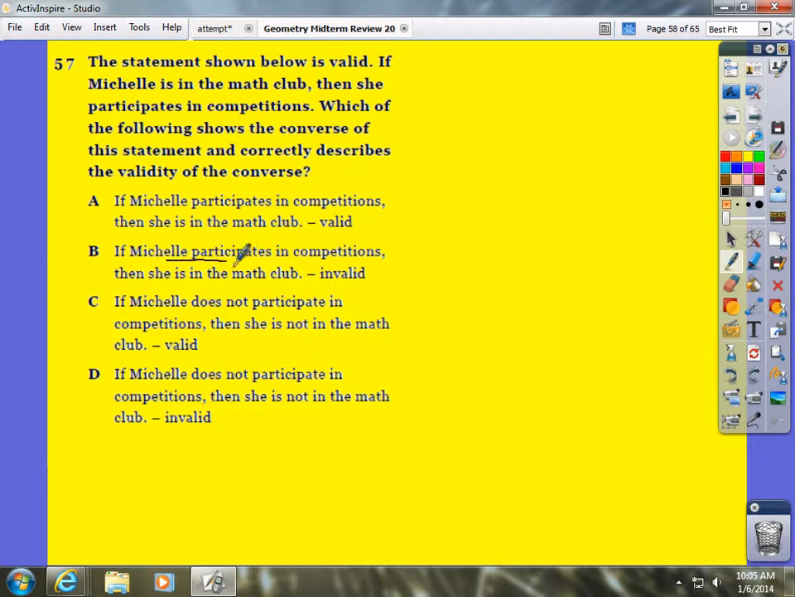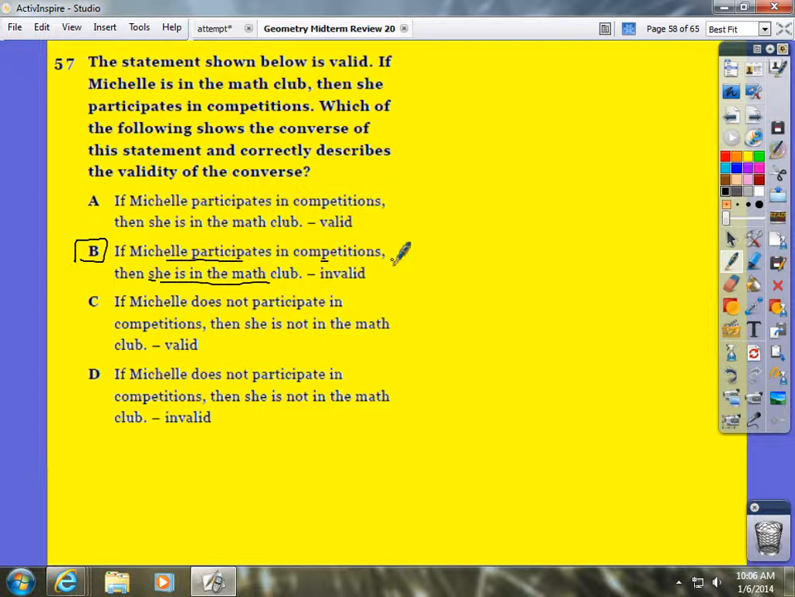Okay, that's how we want it set up, and then to determine its validity, we have to think, could this statement be false? She might not be in the math club. She could just be a participant. So that's why it's invalid.